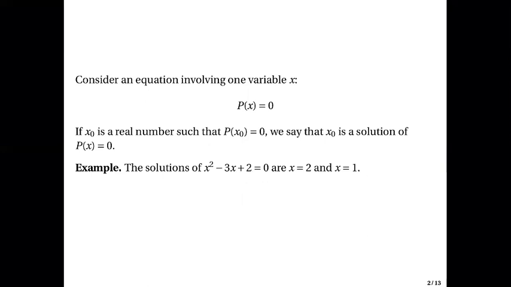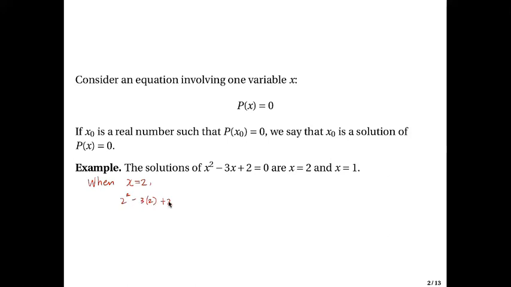So for instance, when x is equal to 2, then we will get 2 squared minus 3 times 2 plus 2. So on the left hand side, we replaced our x with x equals 2. Okay, so we have 2 squared minus 3 times 2 plus 2.